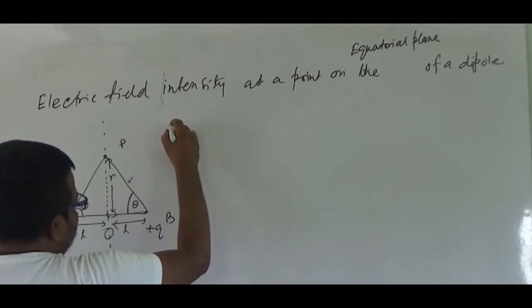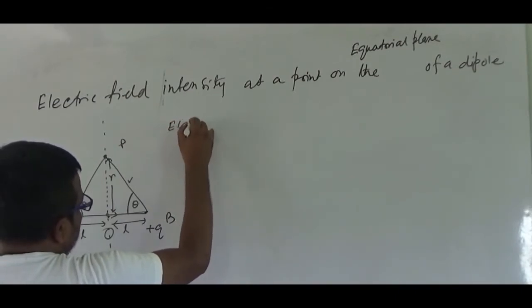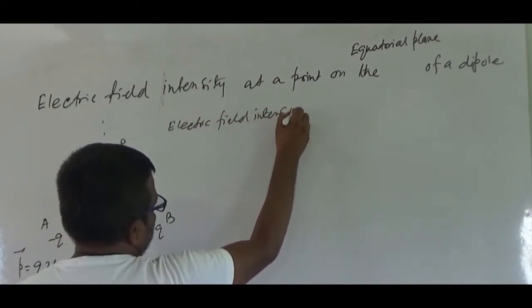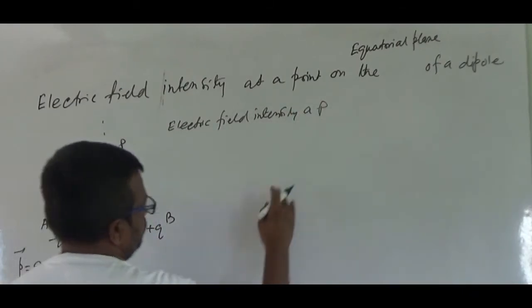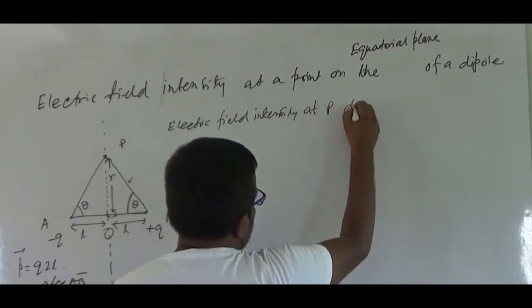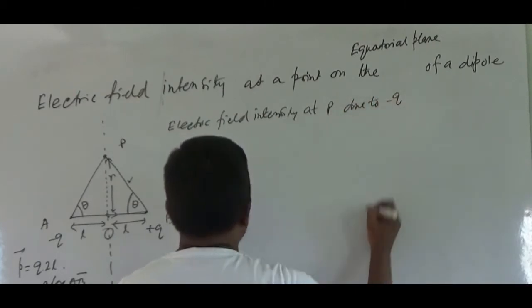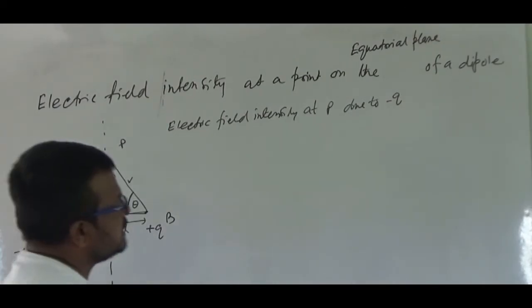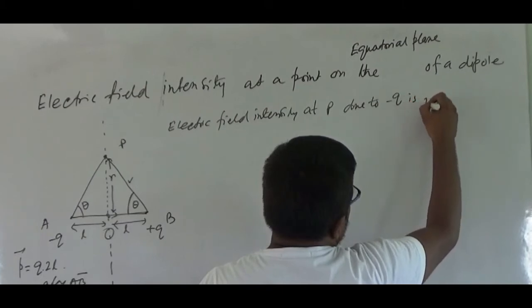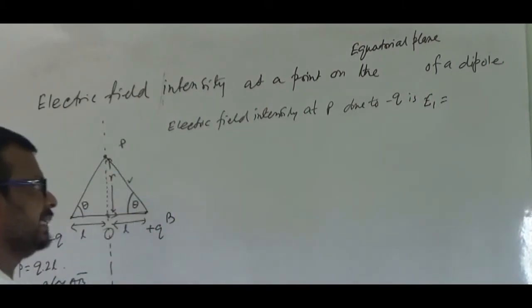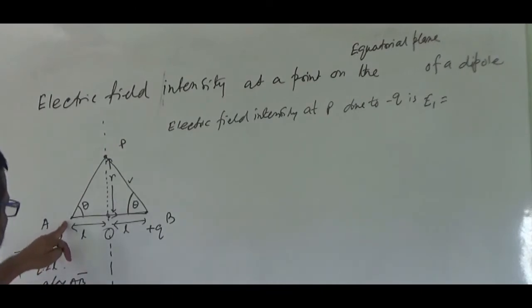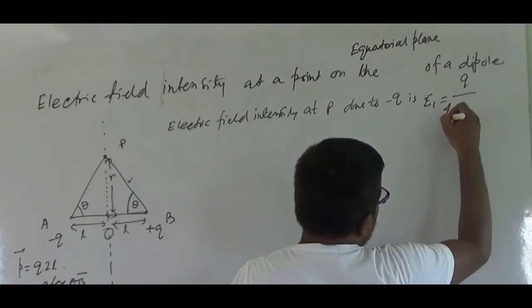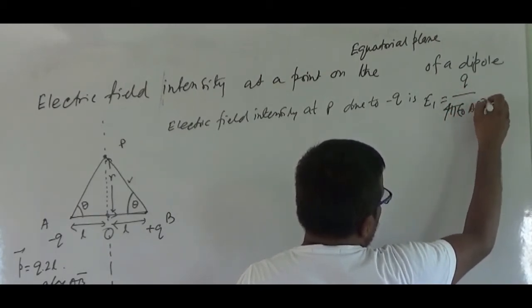Now, electric field intensity at P due to the minus Q charge, which is at point A, is E1, equal to Q divided by 4 pi epsilon naught AP square.